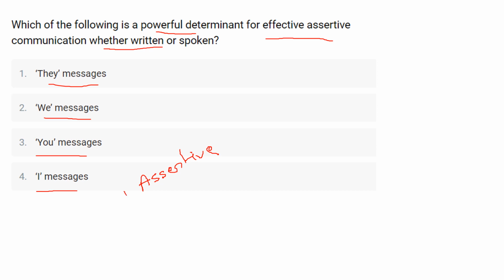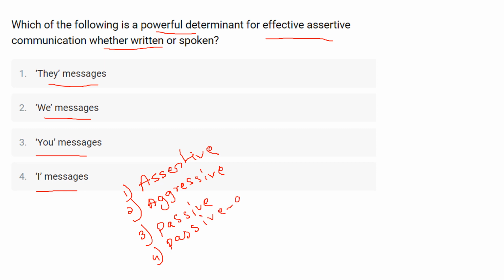The second one here is aggressive. The third one is passive. And the last one is passive aggressive. So here they are talking about effective assertive communication.